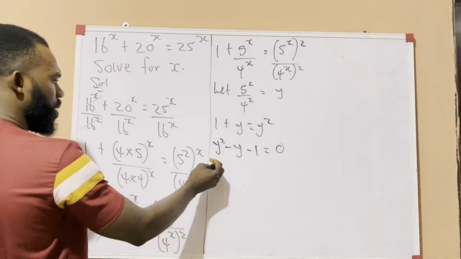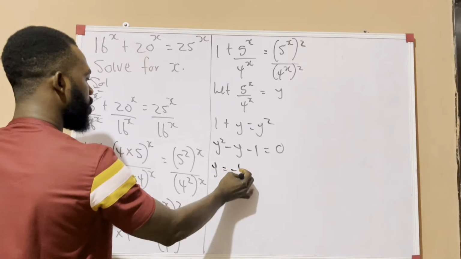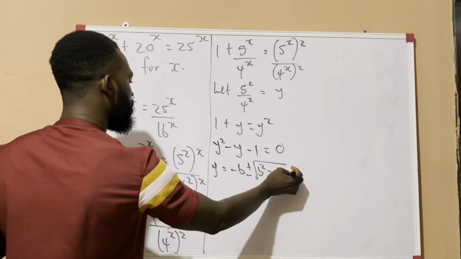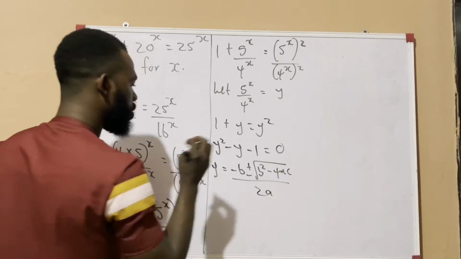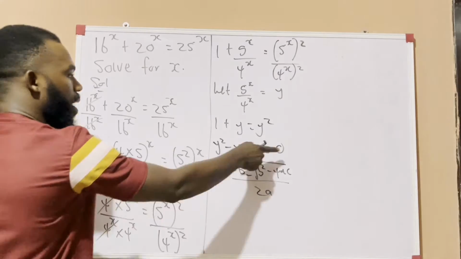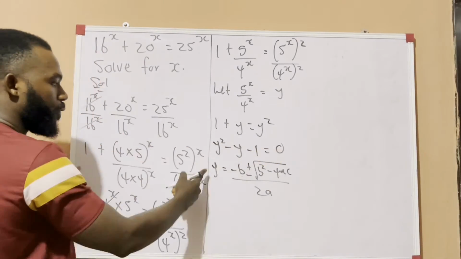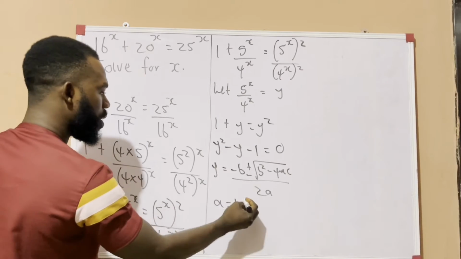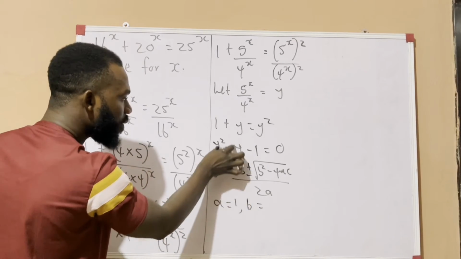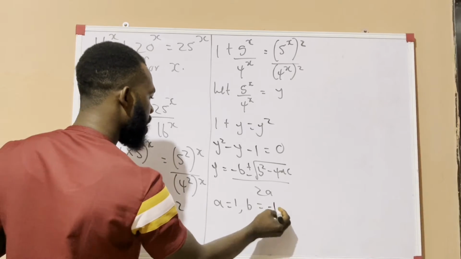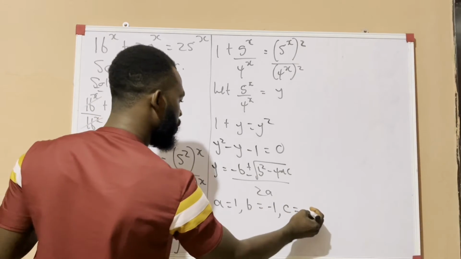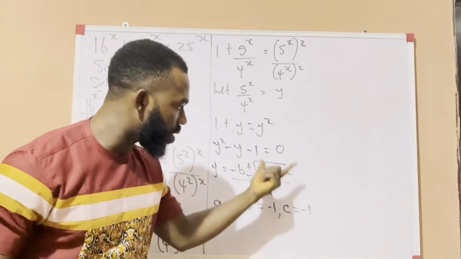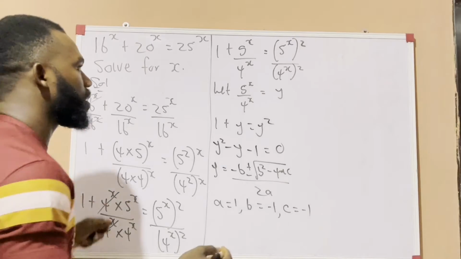The formula method says y is equal to minus b plus or minus the square root of b squared minus 4ac, all over 2a, all right? And of course, here in the quadratic equation given, my a is 1, and my b is negative 1, and my c is negative 1 also. All right. Now, if we substitute these values into the formula, we are going to get this.